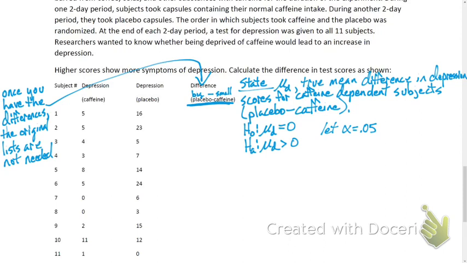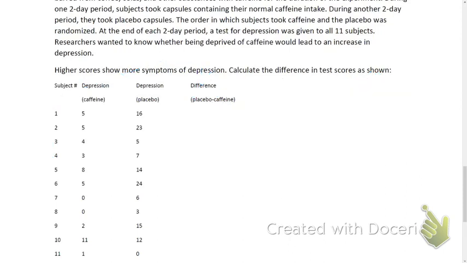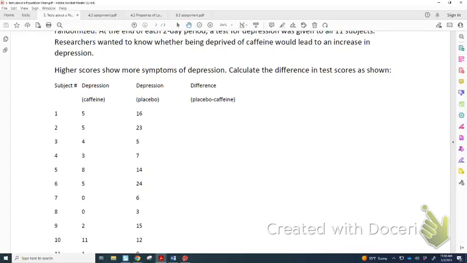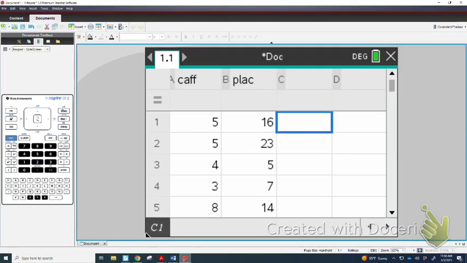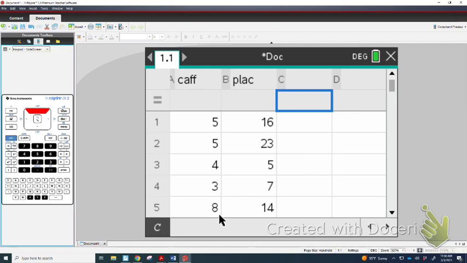So grab your calculator, type those two lists into a spreadsheet. So I would call this one on the left something like caffeine or CAF, and the one on the right plac or placebo, you can abbreviate. And I already did it right there. So maybe hit pause, rewind, type in those two lists, and get ready. So once you have that, you need to put your cursor right there where you see it blue.